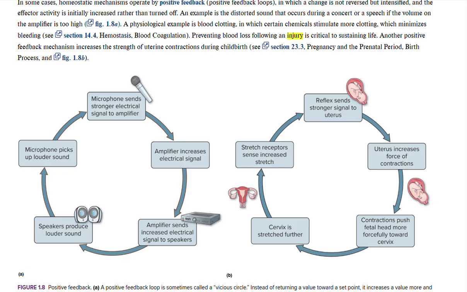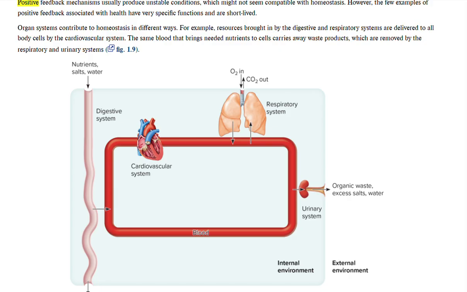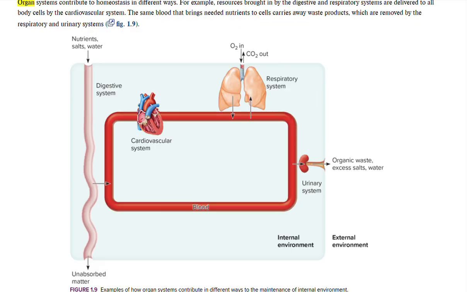Preventing blood loss following an injury is critical to sustaining life. Another positive feedback mechanism increases the strength of uterine contractions during childbirth. See Section 23.3, Pregnancy and the prenatal period, birth process, and Figure 1.8b. Positive feedback mechanisms usually produce unstable conditions, which might not seem compatible with homeostasis. However, the few examples of positive feedback associated with health have very specific functions and are short-lived.